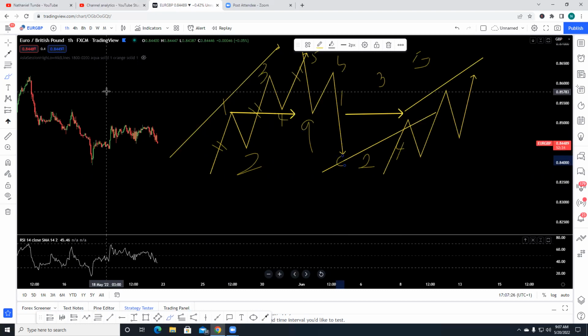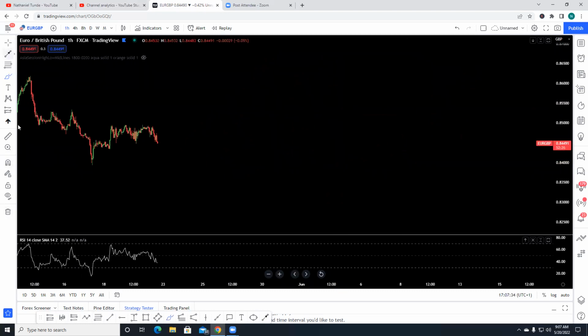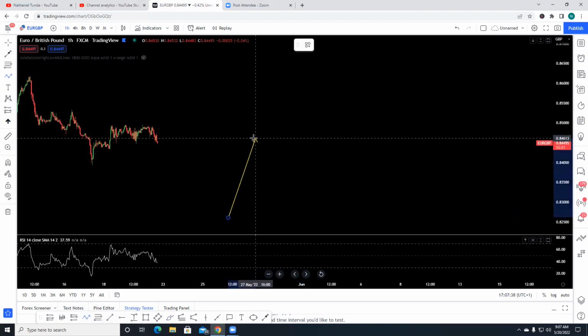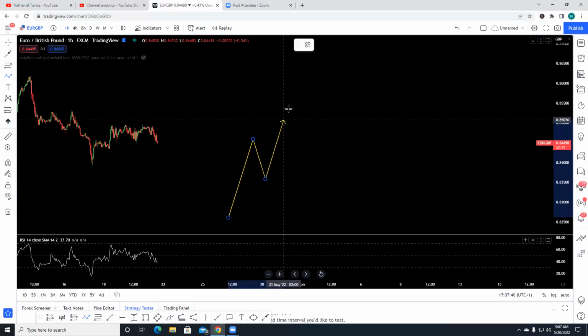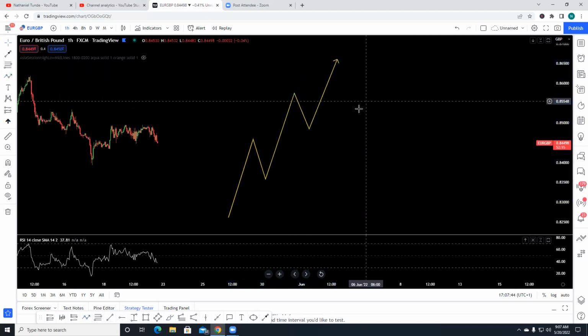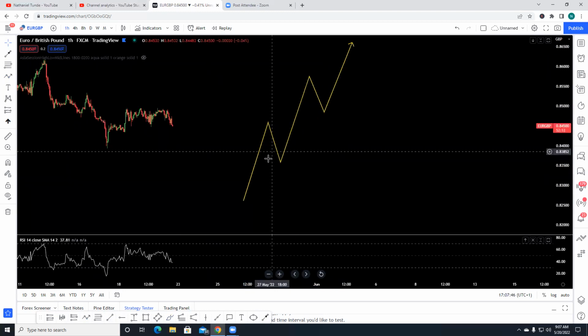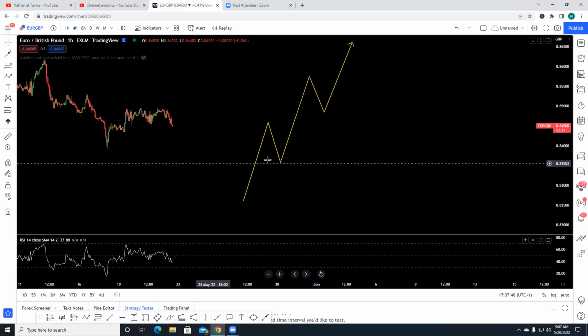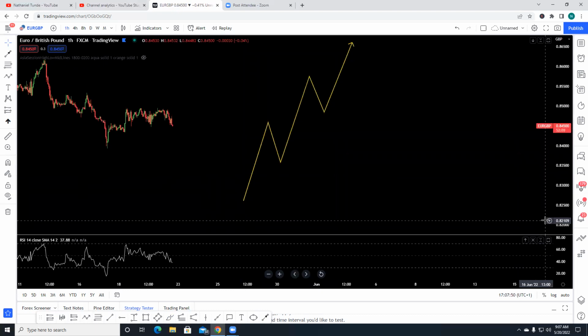Now, let us look at the characteristic of each of the waves in an impulse. Of course, you know, in an impulse, you have a 5-wave structure: 1, 2, 3, 4, and 5. We want to look at the characteristics of wave 1 to 5 in the impulse and the rules that govern their formations.